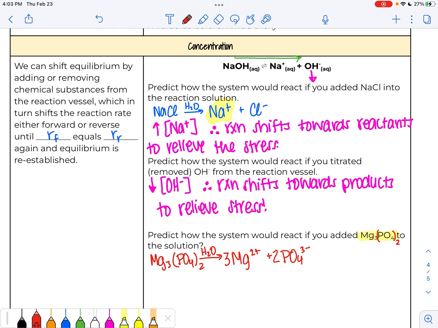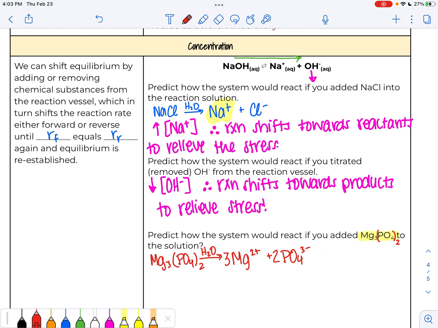So what's going to happen here? I've got a bunch of ions floating around in solution, 2 cations and 2 anions. Oh, weird. I have 2 dissolved ionic compounds all in solution. Double replacement reaction. Got to know your solubility rules.